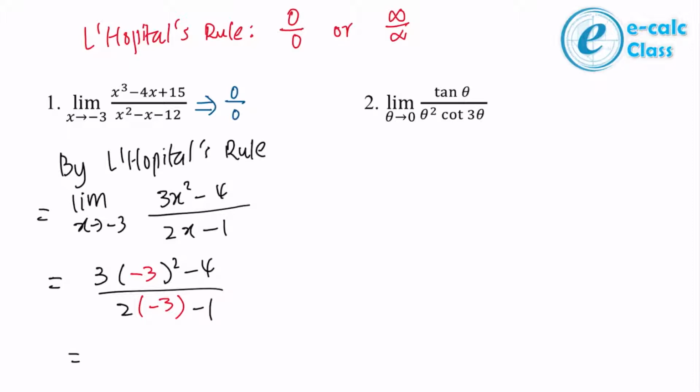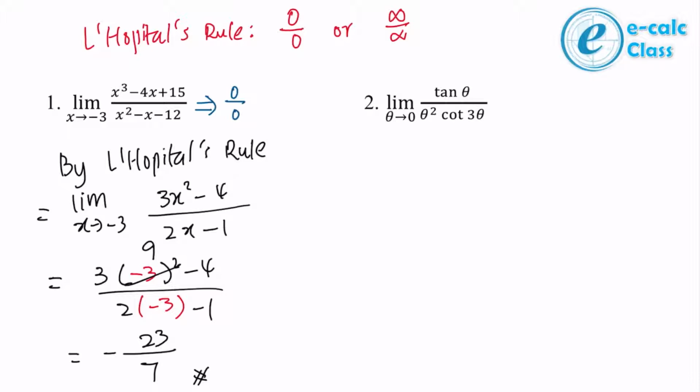So it will just be, this is 9, 3 times 9, 27 minus 4, so it's 23 on top. At the bottom you have -6 minus 1, which is -7. So the answer will be -23/7. This is a very simple L'Hopital's rule problem, because sometimes you need to differentiate multiple times until you get rid of 0/0 or infinity/infinity. Right, let's move on to the second question.